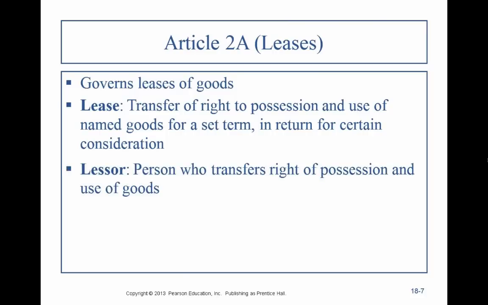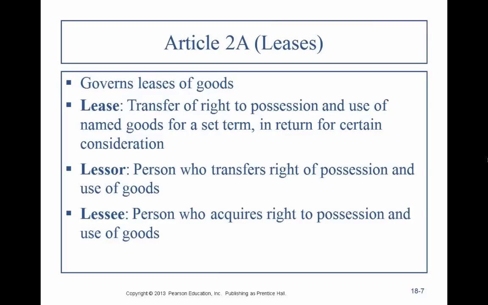But, as I always say, in the law we can't talk about parties without naming them. We have to give cute little names to all parties in a transaction. So if we're talking about a lease, we're going to have a lessor and a lessee. Who's a lessor? A lessor is a party who transfers the right of possession and use of goods, somebody who will allow somebody else to lease their property. And here we're talking about goods, it's Article 2A of the UCC. Who's a lessee? A person who acquires a right to possession and use of goods.